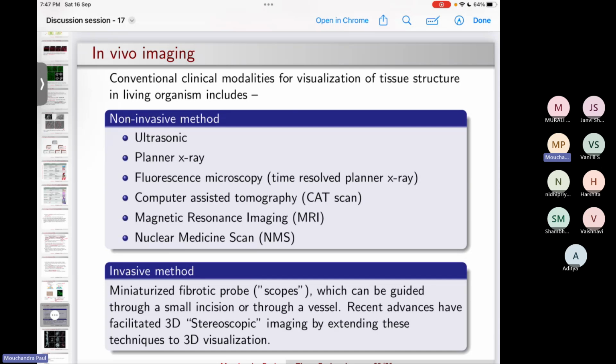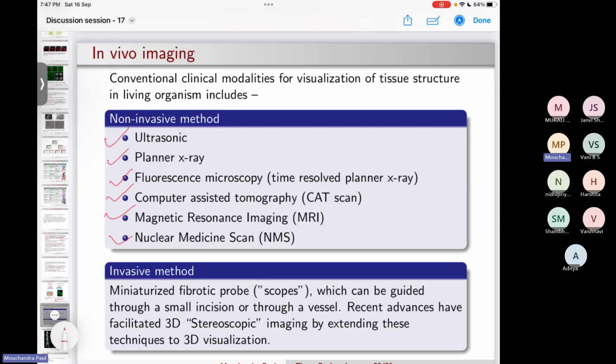Okay, so non-invasive methods use ultrasonic waves, that is USG, which people often do of their abdomen in order to see how the organ functions. Then there are X-rays. Then you can use fluorescence microscopy as well, that is non-invasive. Then CT scans, then MRIs, then nuclear medicine scans. So these kinds of non-invasive techniques are there.